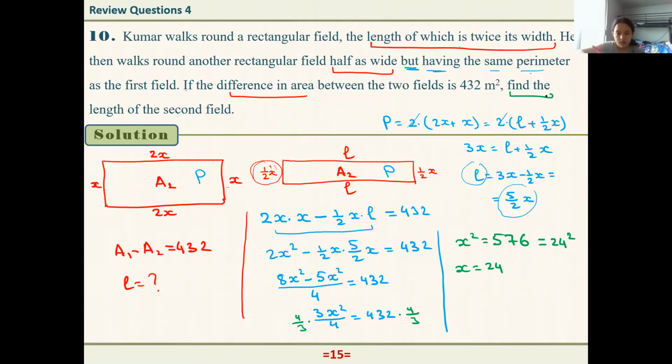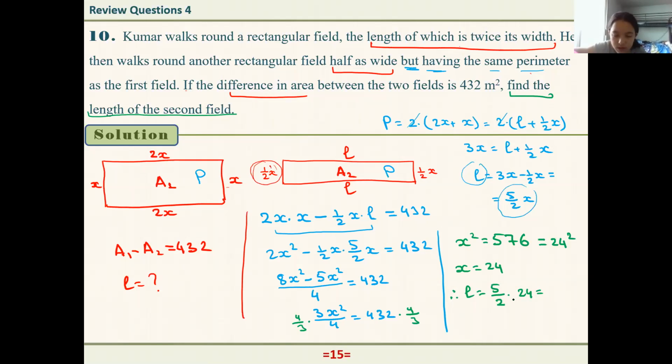But what is our question? The question is to find the length of the second field, right? So it is L. So therefore, L is equal to, what is L? 5 over 2 times x. What is x? 24. Can you simplify this, Shahina? What is 5 over 2 times 24?